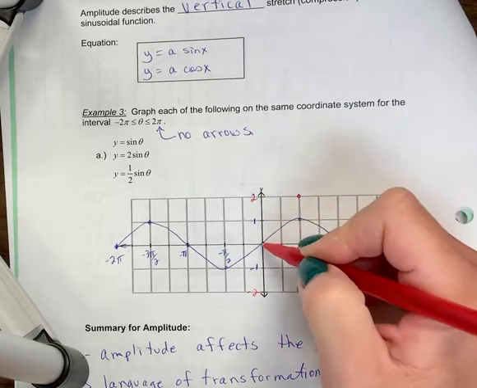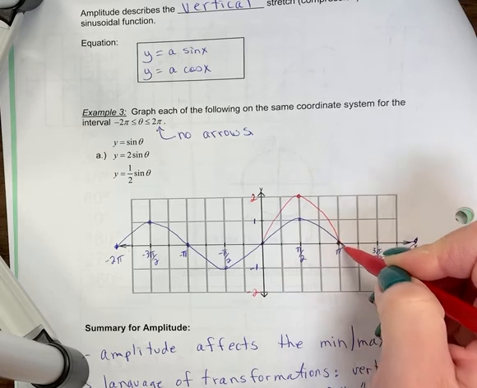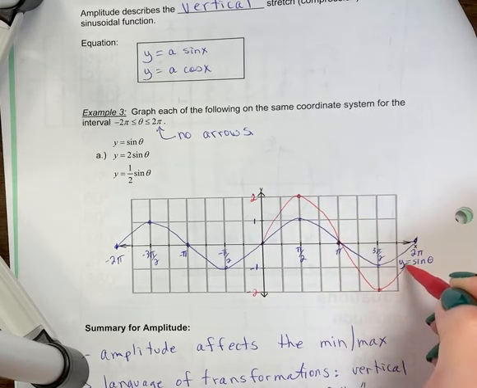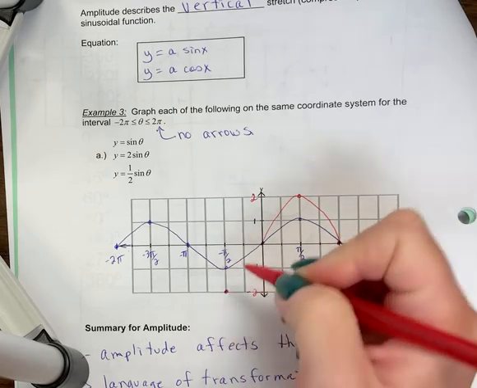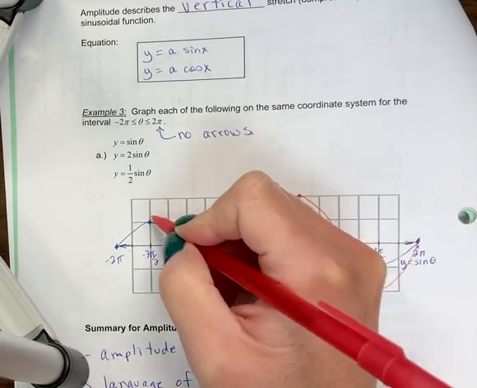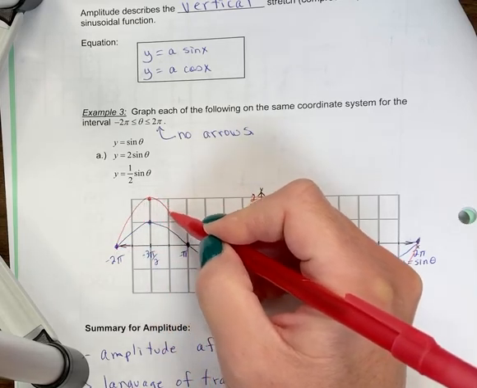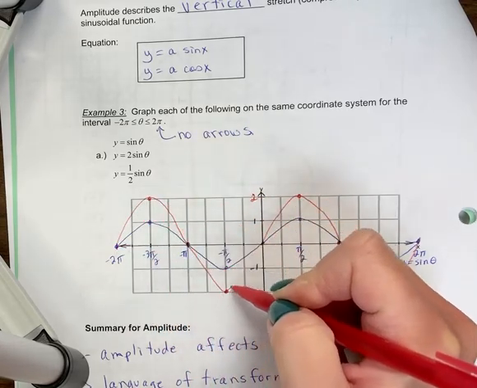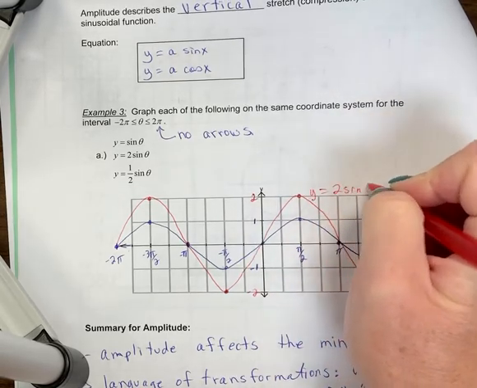Median doesn't change. So it's still that U shape, even though sometimes when we draw this shape, we tend to make it a little more V because it does stretch out a bit. And same thing here. You change all your mins and maxes to 2s. So we have an amplitude of 2 here. So y equals 2 sine theta.